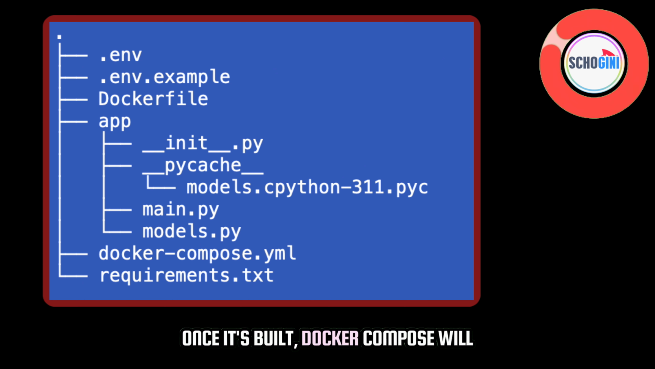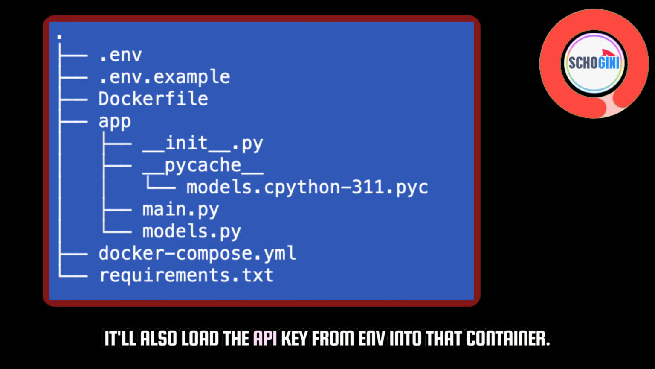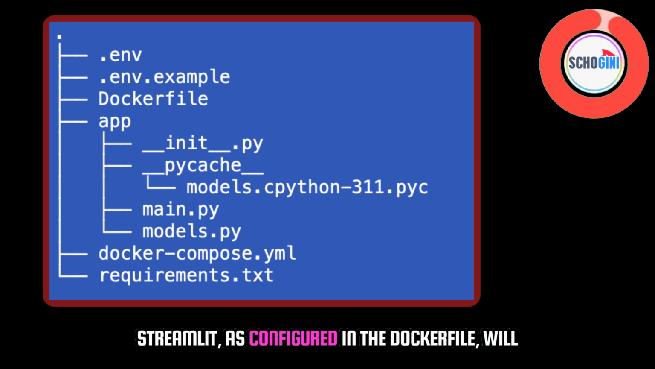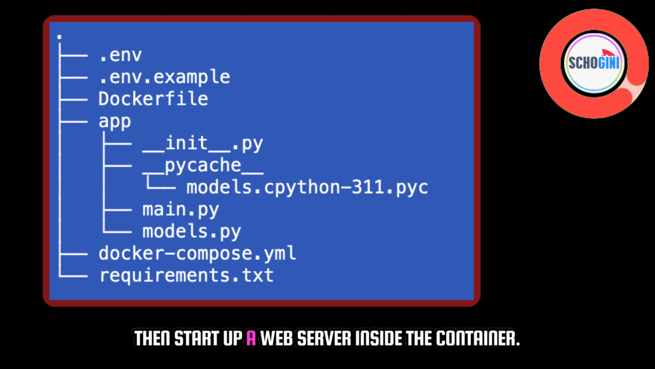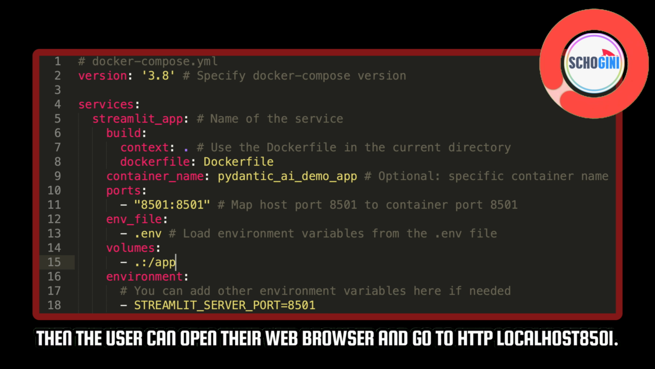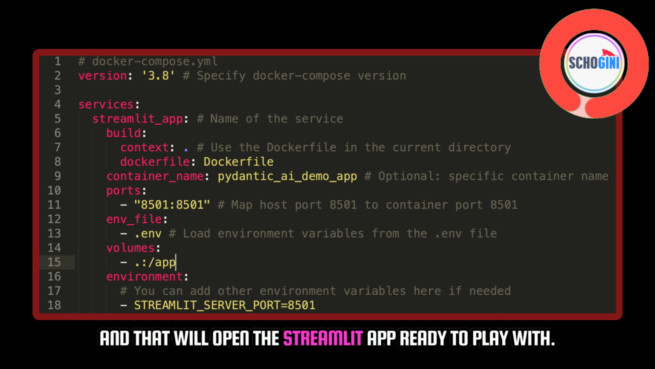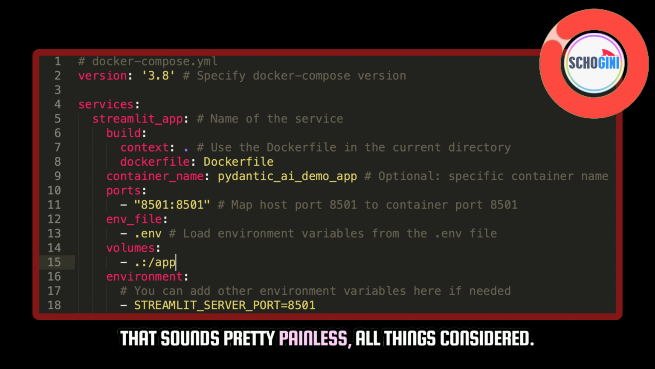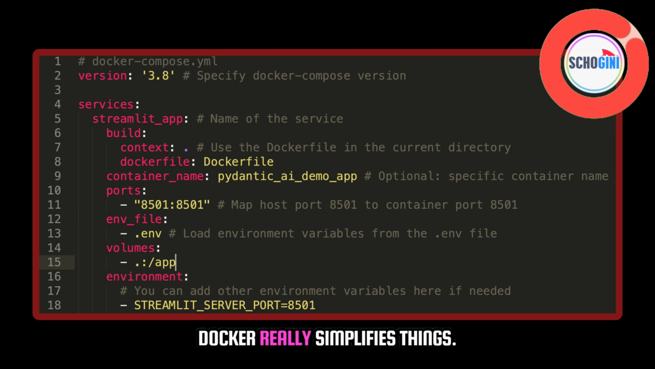Once it's built, Docker Compose will start a container based on that image. It'll also load the API key from .env into that container. Streamlit, as configured in the Dockerfile, will then start up a web server inside the container. Then the user can open their web browser and go to http://localhost:8501, and that will open the Streamlit app ready to play with. That sounds pretty painless, all things considered. It is. Docker really simplifies things.